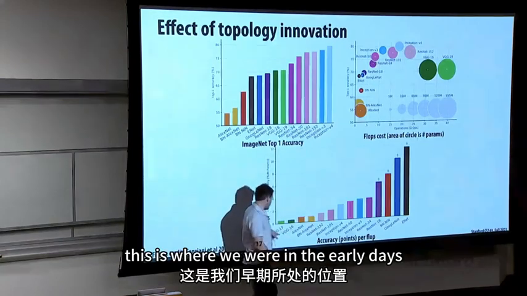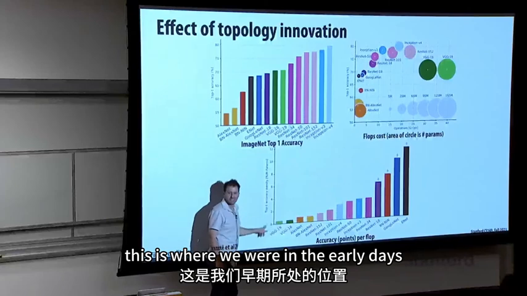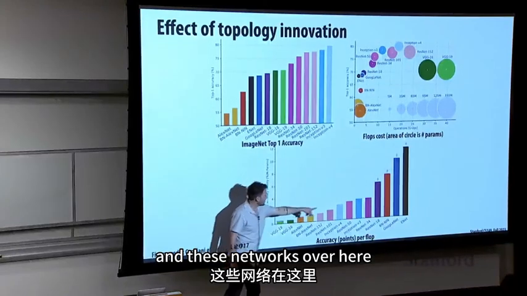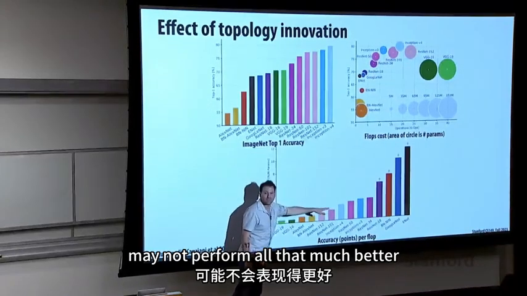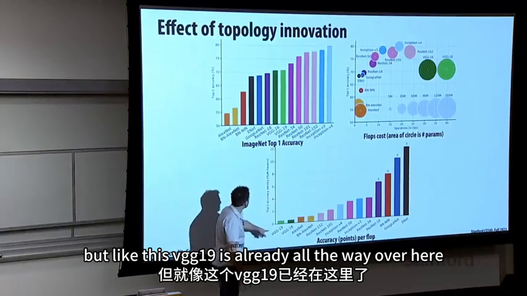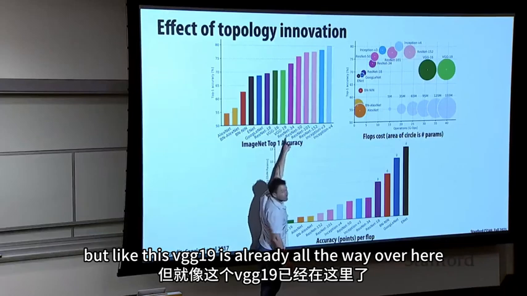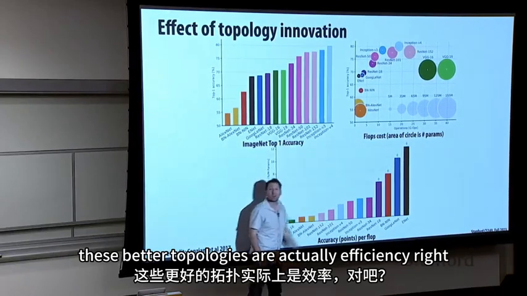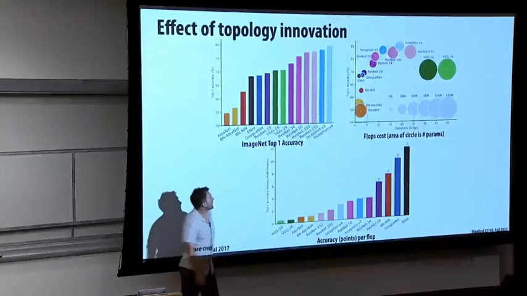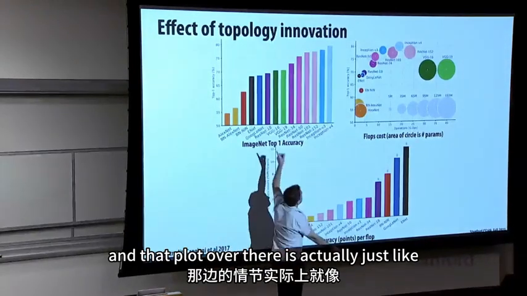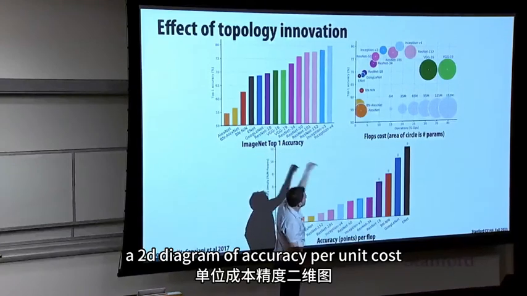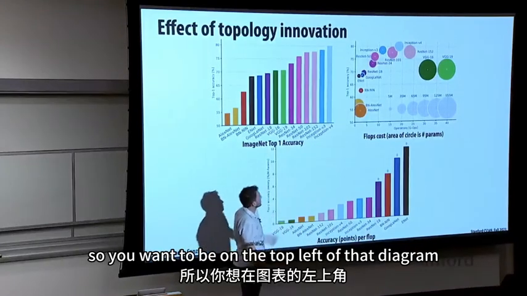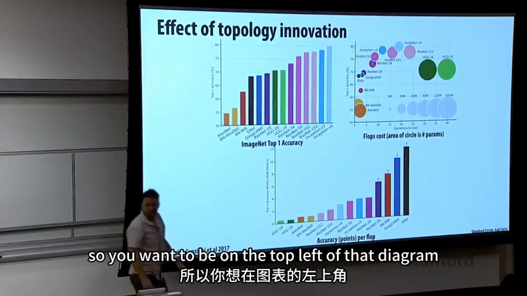And this is where we were in the early days. And these networks over here may not perform all that much better. Some of them perform better, but this VGG19 is already all the way over here. These better topologies are actually efficiency, right? And that plot over there is just a 2D diagram of accuracy per unit cost. So you want to be on the top left of that diagram. Okay.